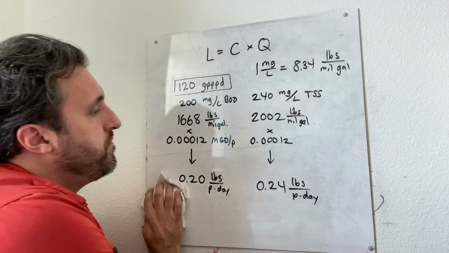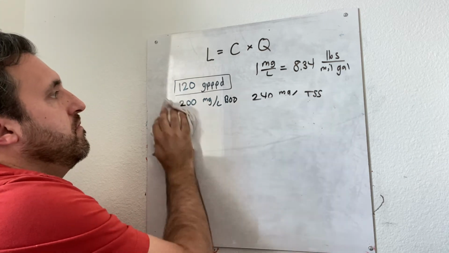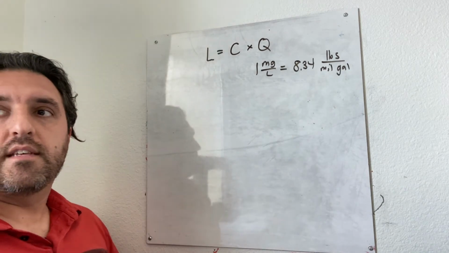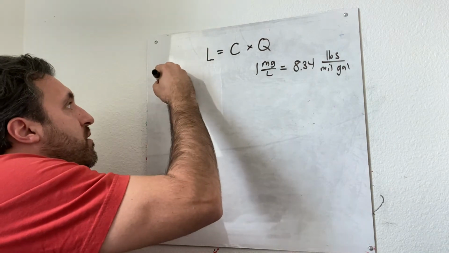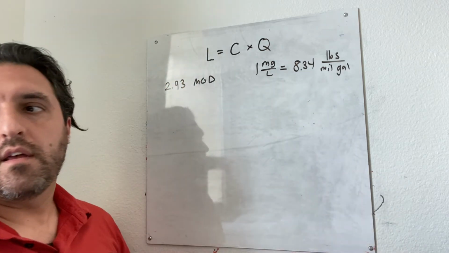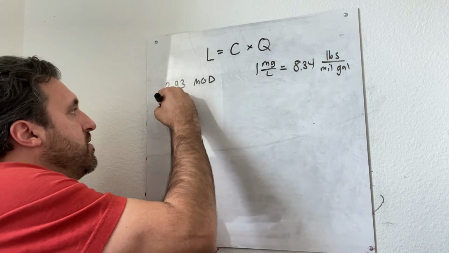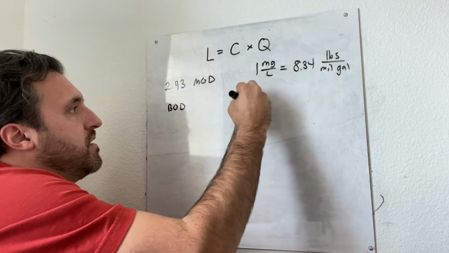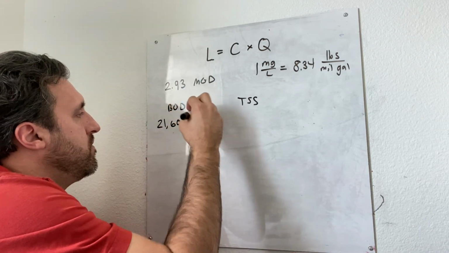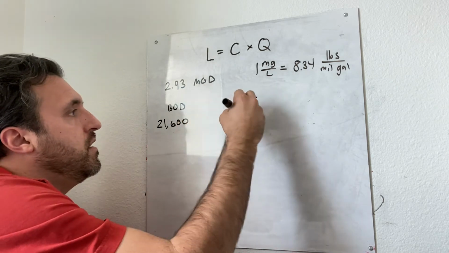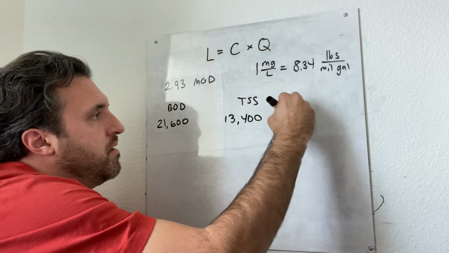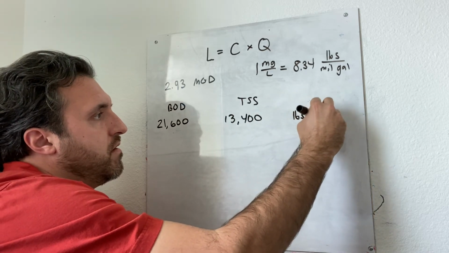Second example. All right, in the next example, we've got industrial wastewater with a flow rate of 2.93 million gallons per day. And we've got loadings of BOD and TSS. So the BOD loading is 21,600 pounds per day, and the TSS loading is 13,400 pounds per day.